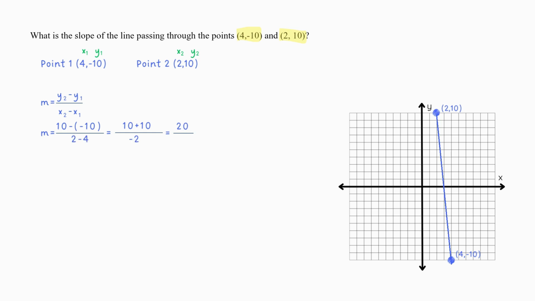Now divide the change in y by the change in x. M equals 20 over -2. Our slope is -10. Since the slope is negative, this line would be sliding down from left to right.